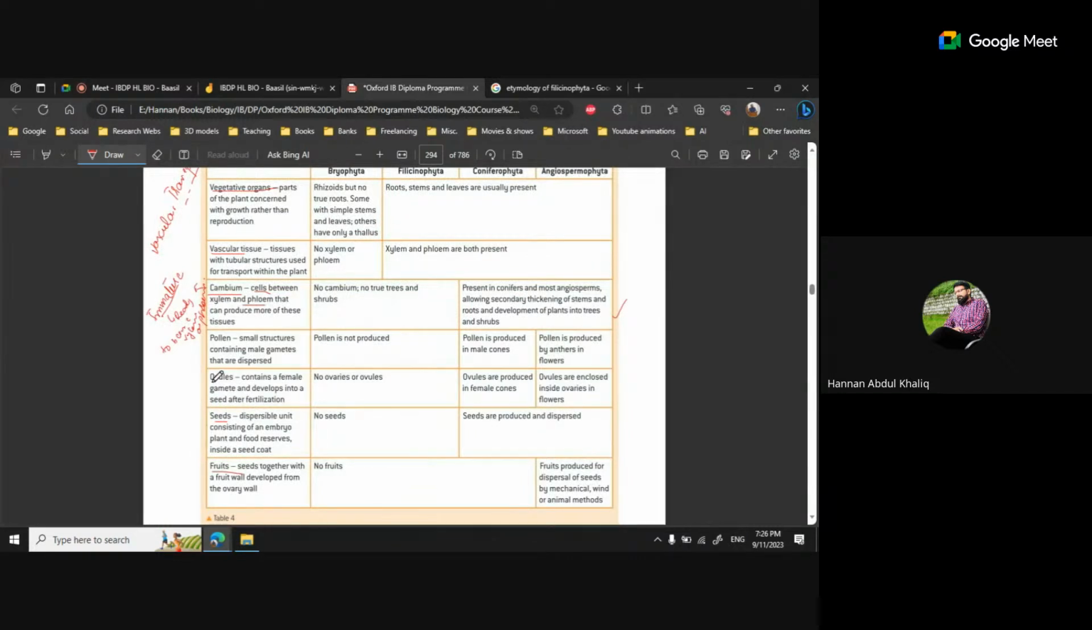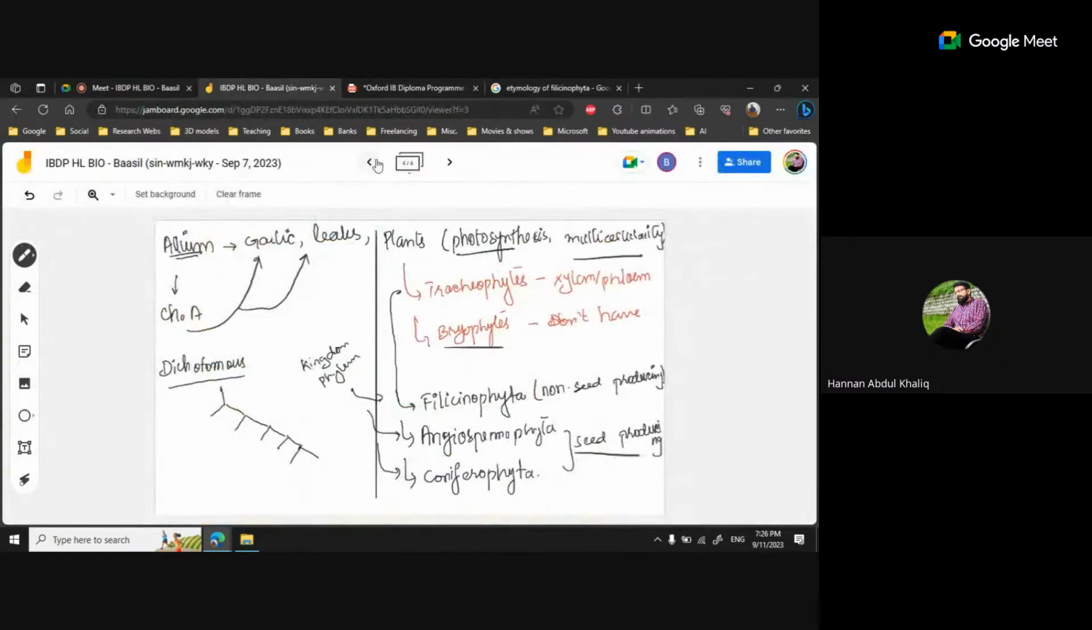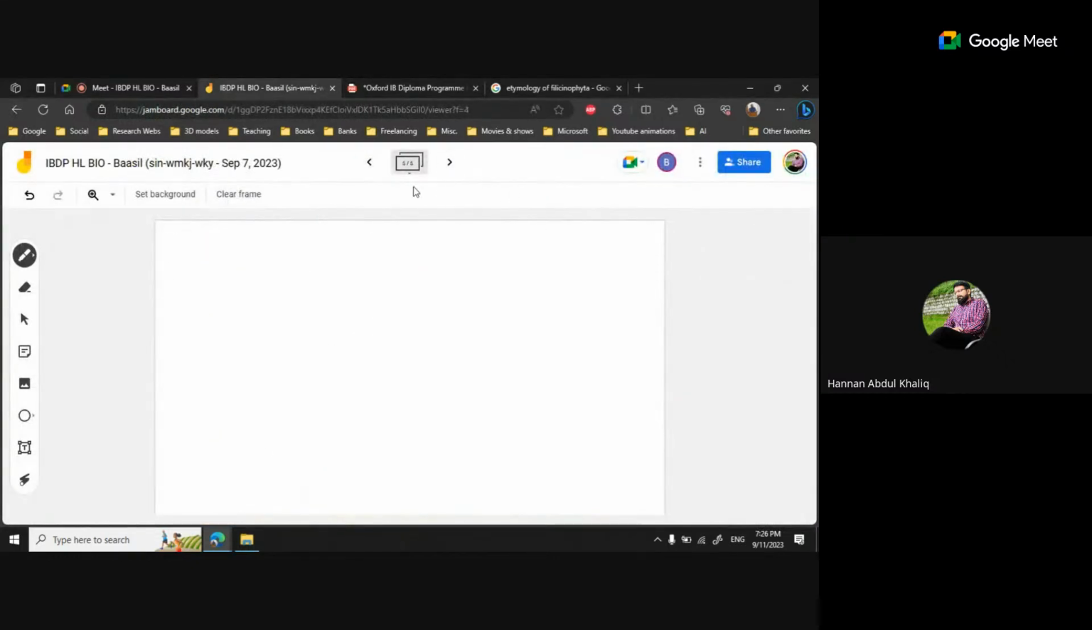Now, what are the ovules? Ovule basically is, have you ever studied the reproductive shape of the female organ of the plant? Yes. Ovulate.